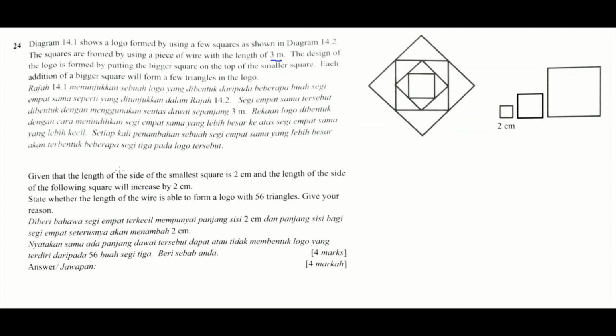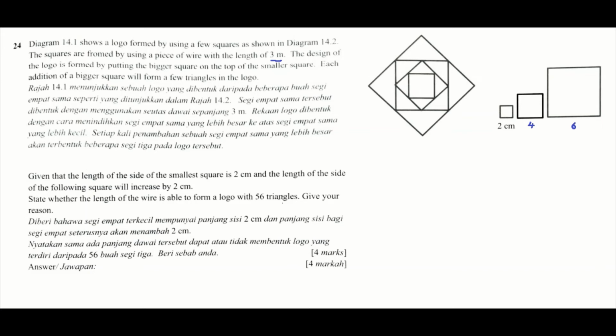So given that the length of the side of the smallest square is 2 cm, and the length of the side of the following square will increase by 2 cm. Which means if the first one is 2, it's going to be 4. And another one increases another 2 cm, so this will be 6. In the question we need to state whether the length of the wire is able to form a logo with 56 triangles or not, and you need to state your reason.